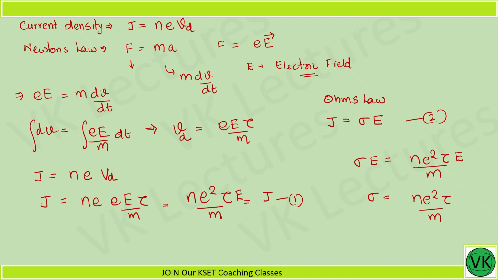We have to remember that conductivity is directly proportional to e square, charge square, and also directly proportional to relaxation time tau. So sigma is directly proportional to e square, and sigma is directly proportional to relaxation time tau.